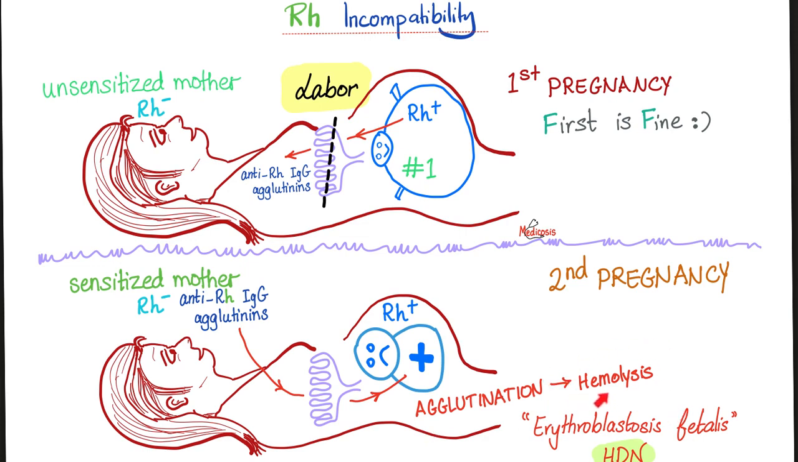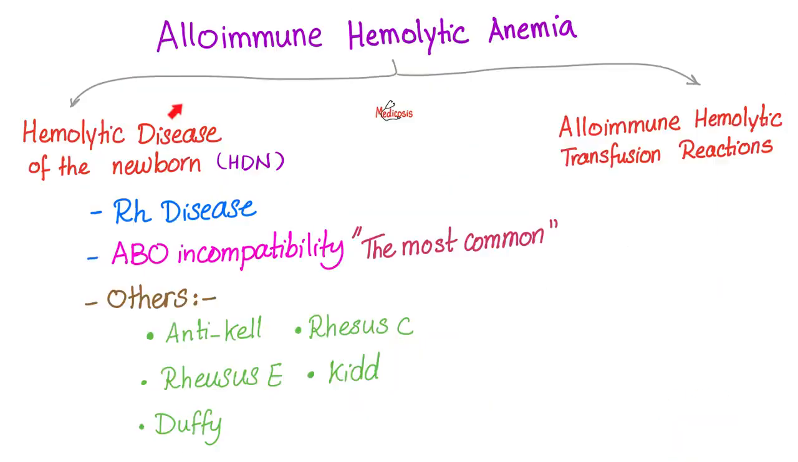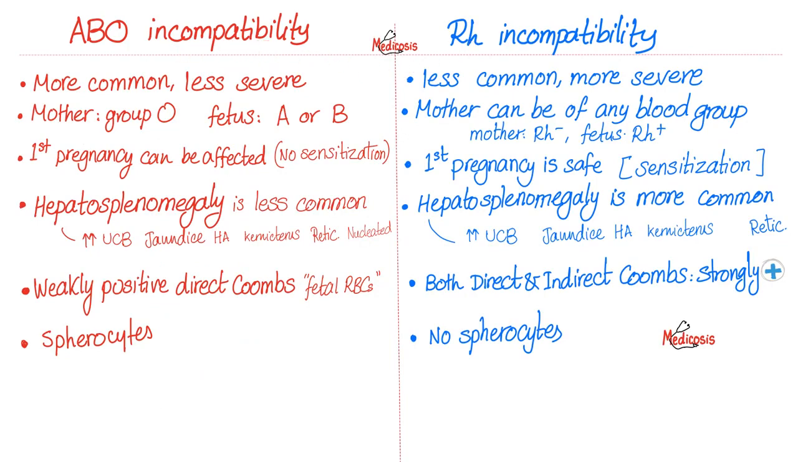We call this hemolytic disease of the newborn or erythroblastosis fetalis. This was a topic under the umbrella of alloimmune hemolytic anemia. More on that in my hematology playlist. Here is a lovely comparison between ABO and Rh incompatibilities.